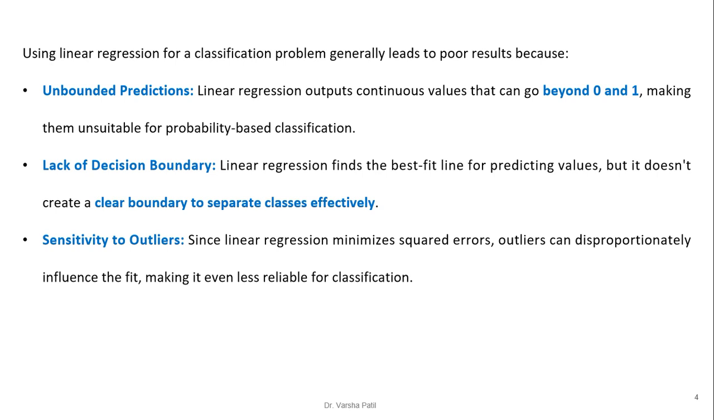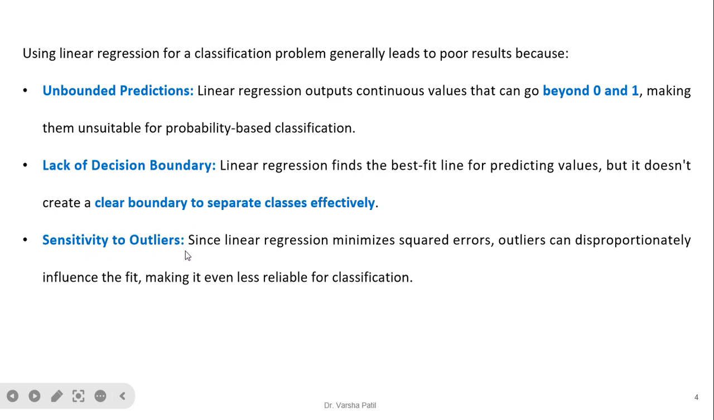Lack of decision boundary. Linear regression finds the best fit line for predicting values, but it does not create a clear boundary to separate the classes effectively. Although the name is logistic regression, basically it is a classification boundary, so a boundary should be there, but linear regression finds a straight line, so a specific boundary is not there to separate the classes.